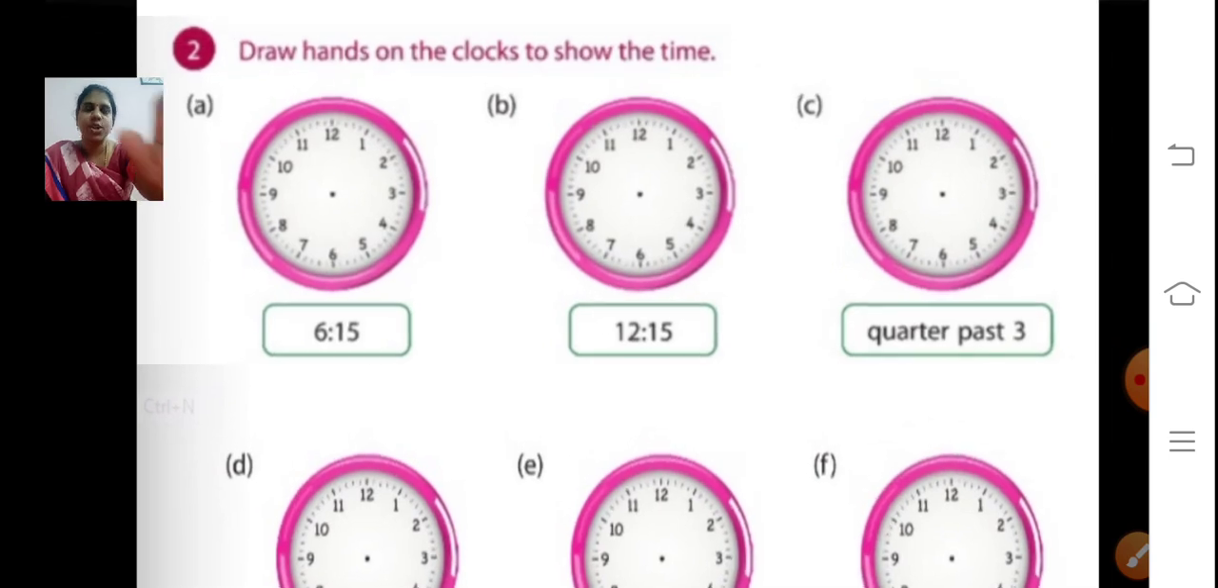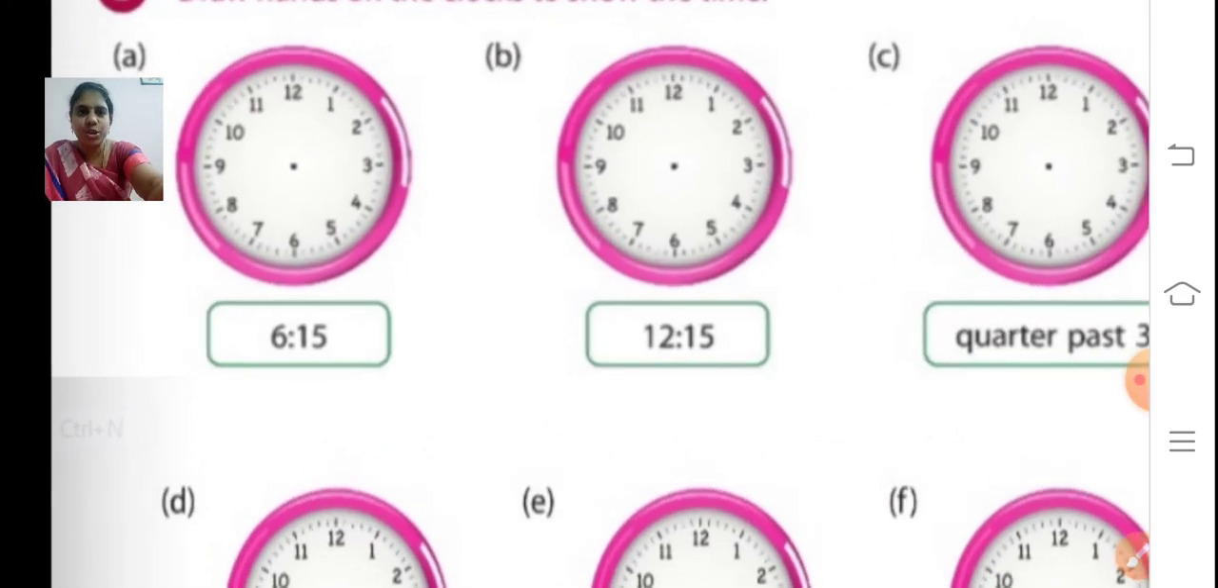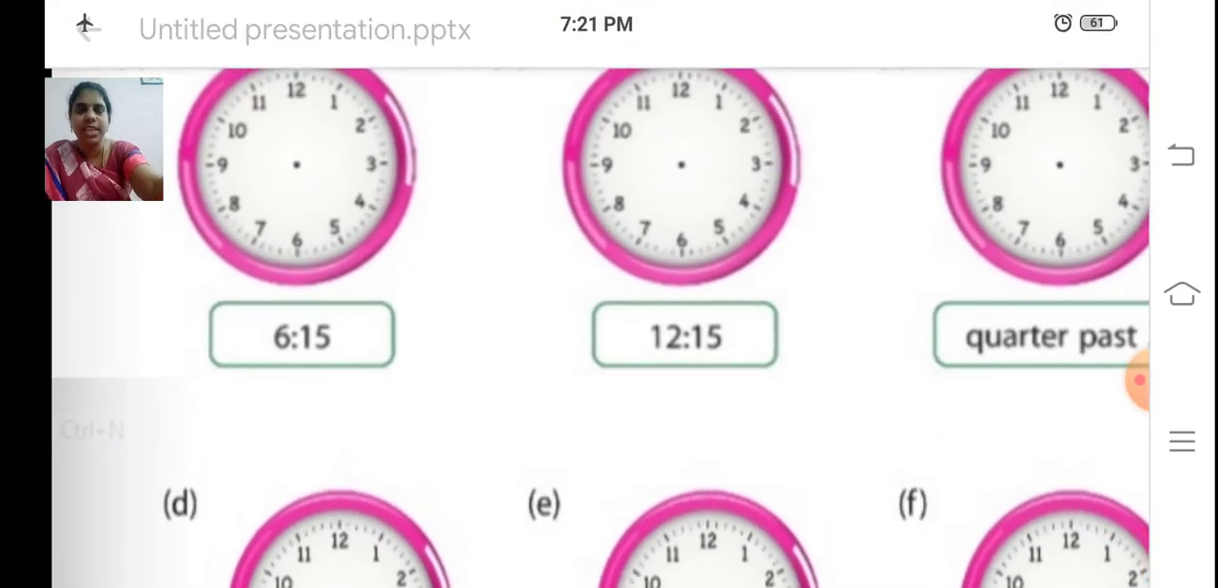Draw hands on the clocks to show the time. This is very easy, right? Draw hands on the clock to show the time. So a time has been given. We are going to draw the hands. It's easy, right? So now see the time. Draw hands on the clock to show the time. Just see. What is the first one?